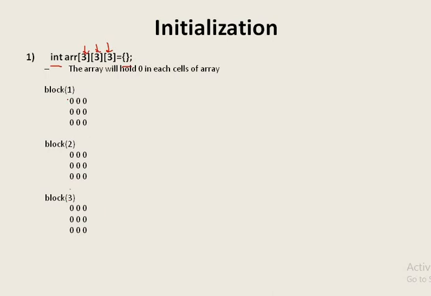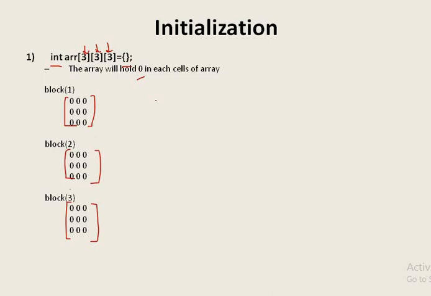size 3. So this is a 3 by 3 matrix, and the second block is also a 3 by 3 matrix, and the third block is also a 3 by 3 matrix, and all the values in it are initialized with the value 0 by default, since we have not initialized it with any particular value. So this is one method of initializing a three-dimensional array.